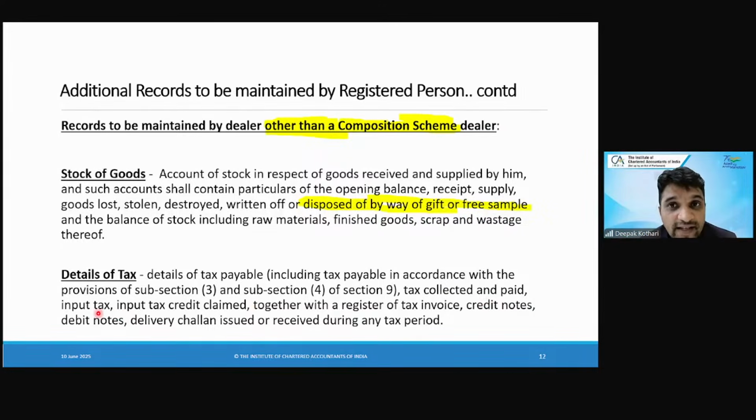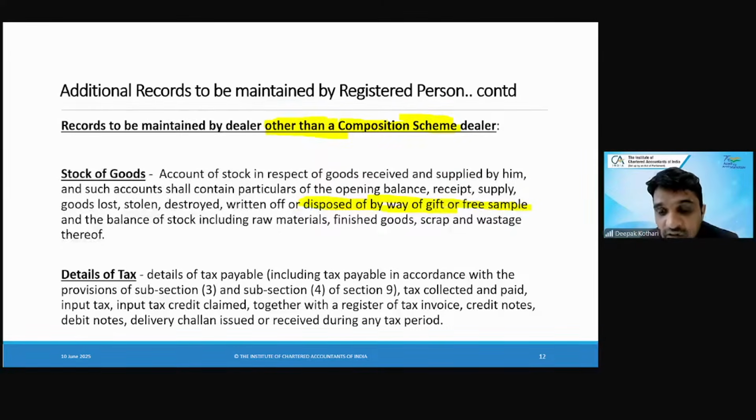What is the input tax? Input tax credit claimed, together with the register of tax invoices, credit notes, debit notes, and delivery challans issued or received. All of this has to be maintained. That is, apart from sale and purchase, details of the stock and details of the taxes have to be maintained by everybody.